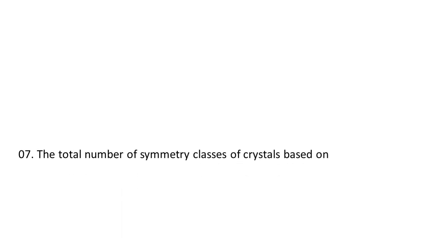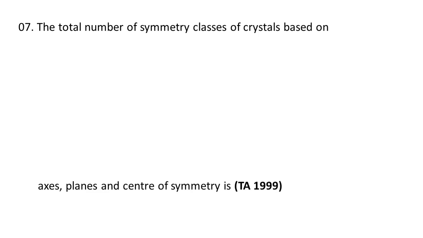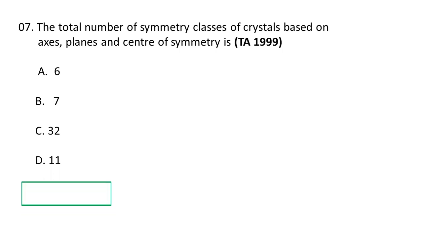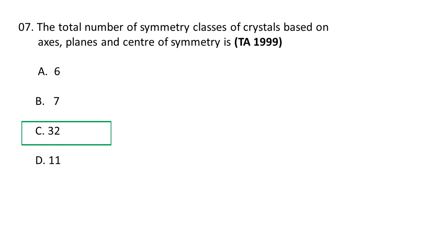Next question. The total number of symmetric classes of crystals based on the axis, planes and center of symmetry is A. 6, B. 7, C. 32, D. 11. So the correct option is C. 32. There are 32 possible combinations of symmetry operations that define the external symmetry of crystals, and these 32 possible combinations result in 32 crystal classes. C is the correct option.